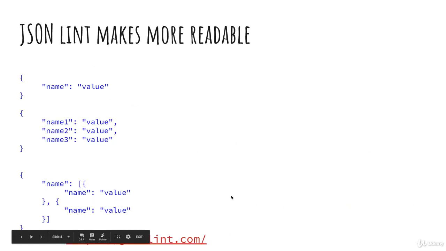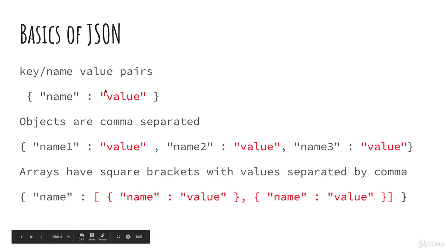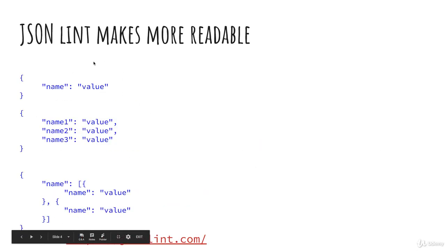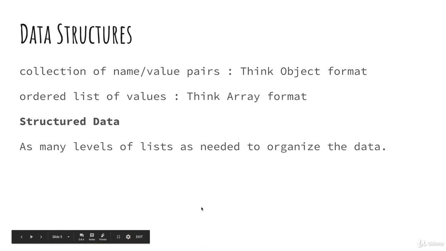What JSON lint does, and we're going to be using this more in the upcoming lessons, is that it essentially makes that code more readable. So the code that we just saw earlier, all of these have been translated and linted out. So we see that we've got name, value, and it's in a more readable format. So that's what we're going to be using JSON lint for, and we are going to be looking at that in more detail.